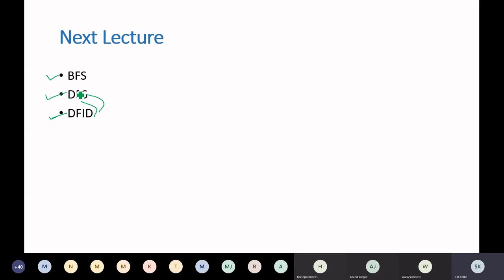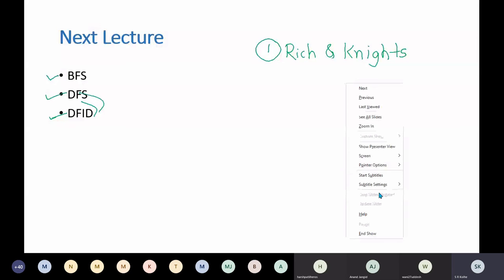Whatever we have discussed today, you will be studying from the first book. For problems, you use the Rich and Knight book, Artificial Intelligence by Rich and Knight. AI problem definitions and state space representation you will get there.